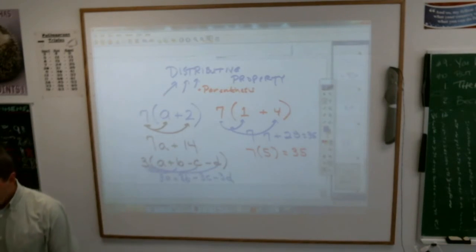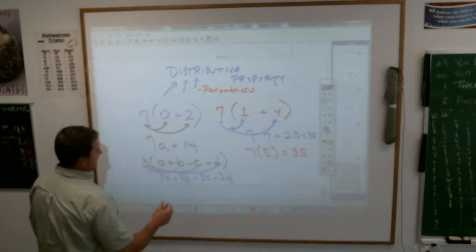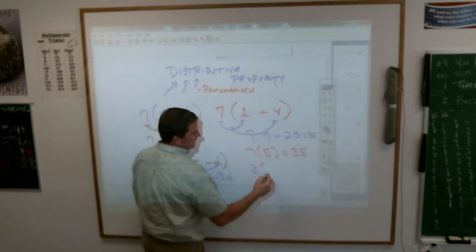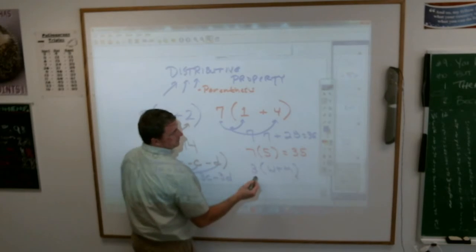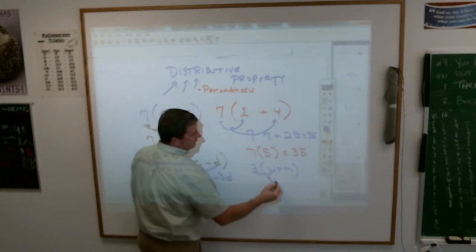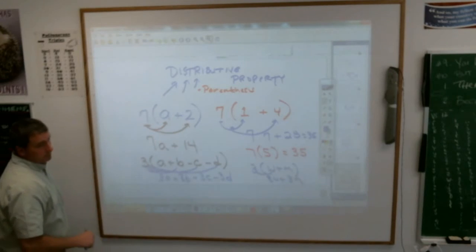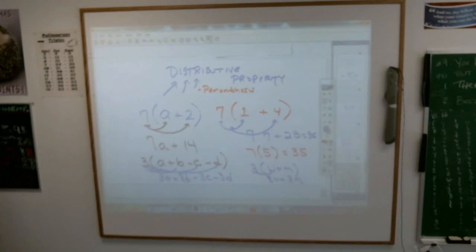What kind of things will they give you? They'll give you something, well, one of them in the book was this, 3 times W plus M. Now distribute out, pass out the 3, you get 3W plus 3M. Or 3A plus B minus 3C minus 3D.